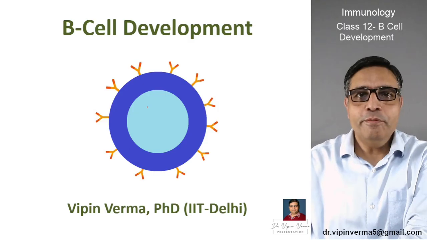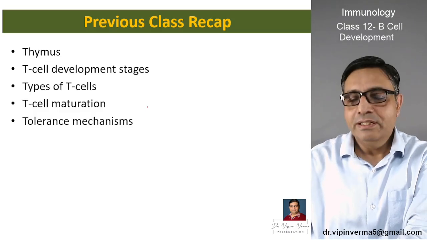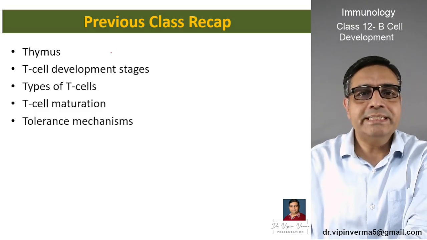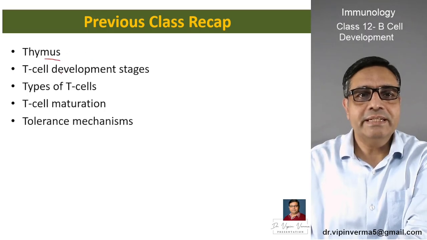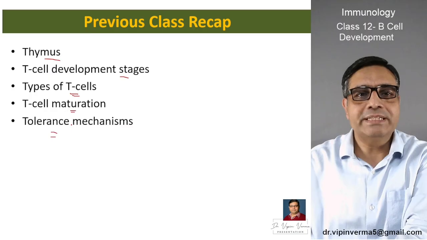Before going ahead, let us see what we discussed in our last class. In the last class, we discussed T cell development. We started with the thymus, then different T cell development stages, then different types of T cell maturation, and some tolerance mechanisms. In continuity to our last discussion, today we are going to start with B cell development. Okay, so let's start.